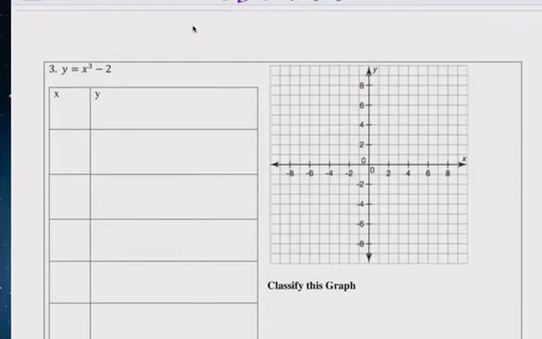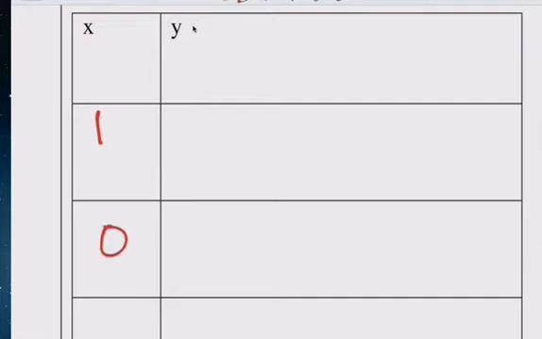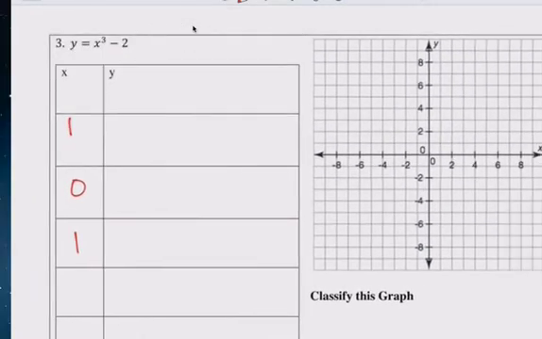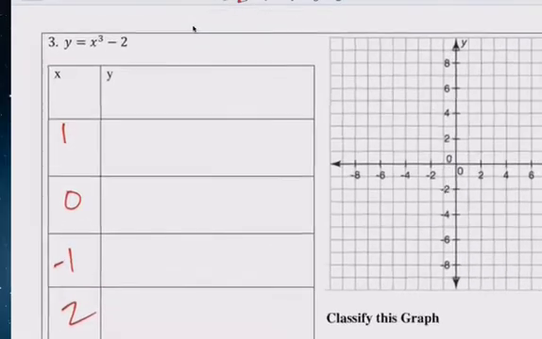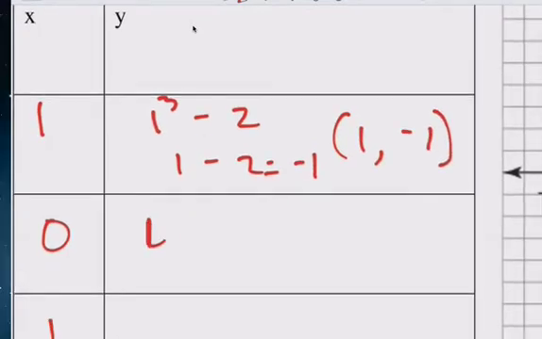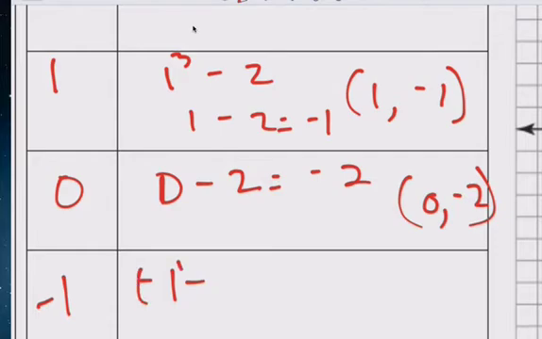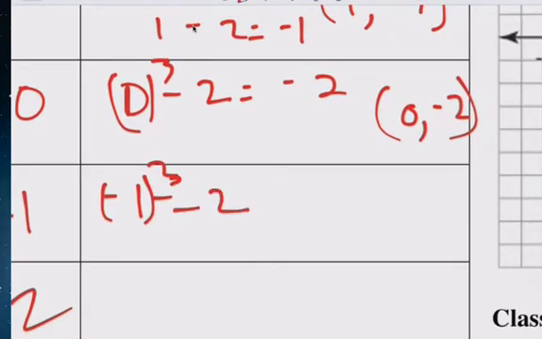And one last one. This is going to be a cubic graph because it looks like an S. Let's choose our numbers. I'll choose 1, 0, 1, and then 2 and negative 2. This way we get to see what it looks like. Okay? So if we input 1, we get 1 cubed minus 2, which is negative 1. So 1, negative 1. 0 minus 2 is negative 2. 0, negative 2. Negative 1 cubed minus 2.